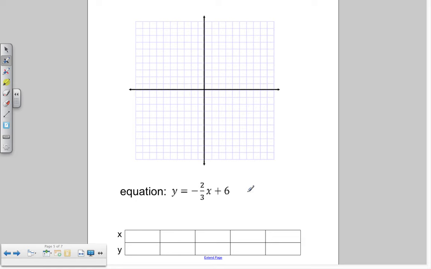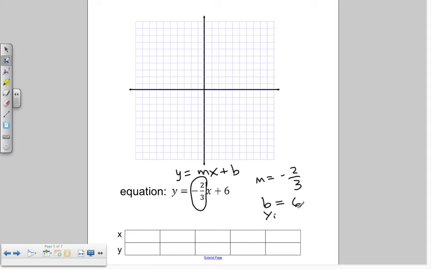Now I'm giving you the equation, and I want you to come up with a table and a graph. Well, I could do what I did in the last chapter, or I could use slope-intercept form. Remember, y equals mx plus b. M is -2/3. B is 6.